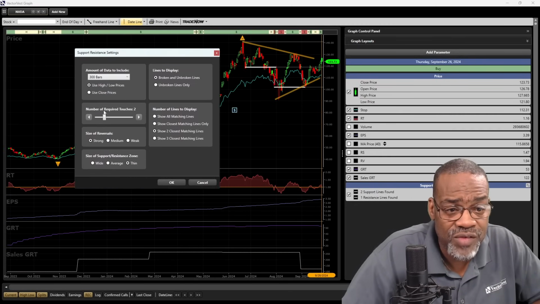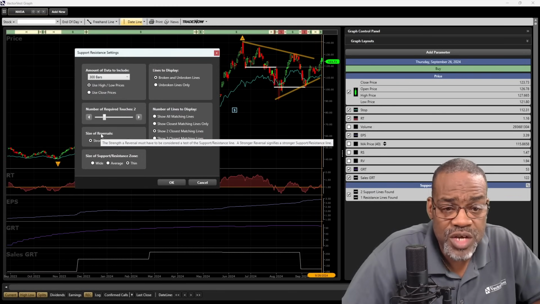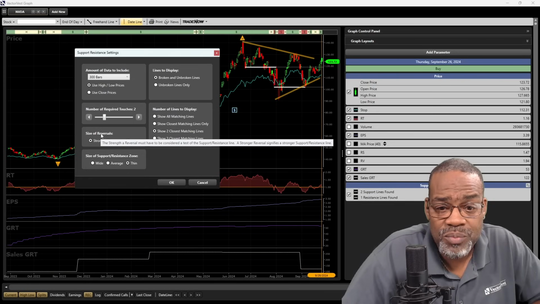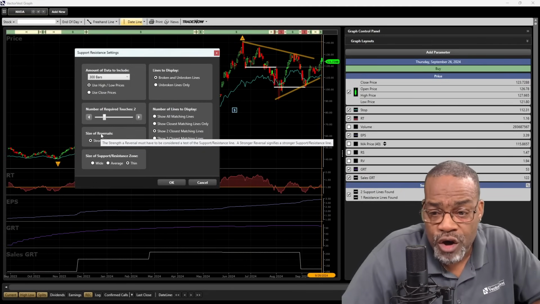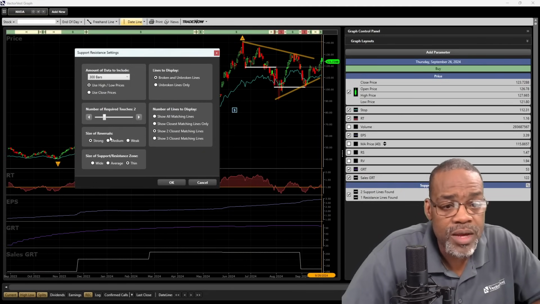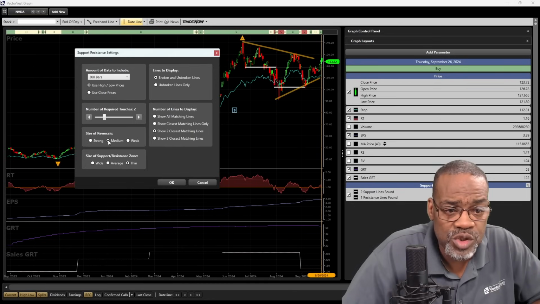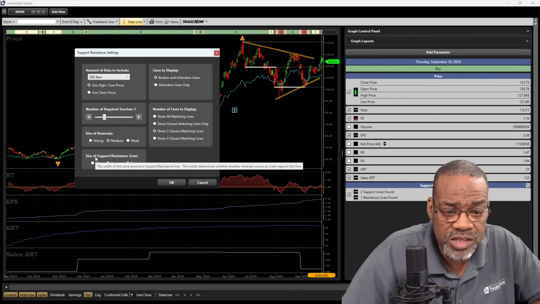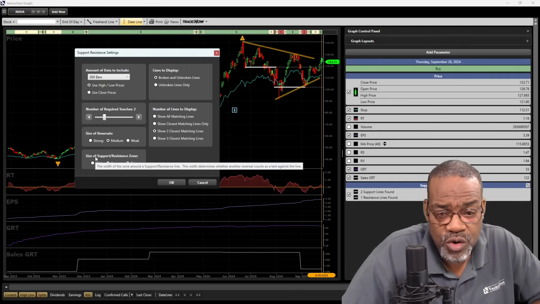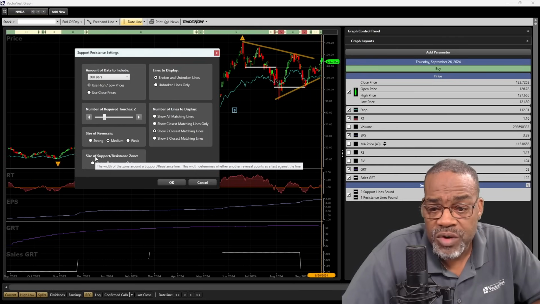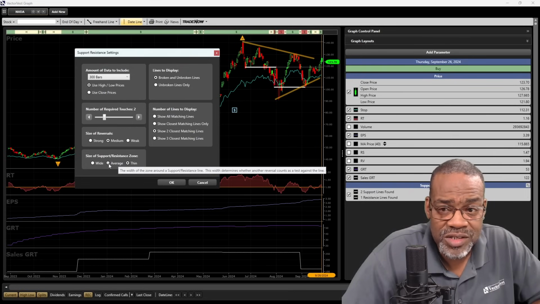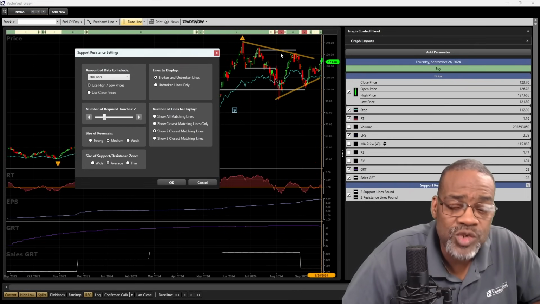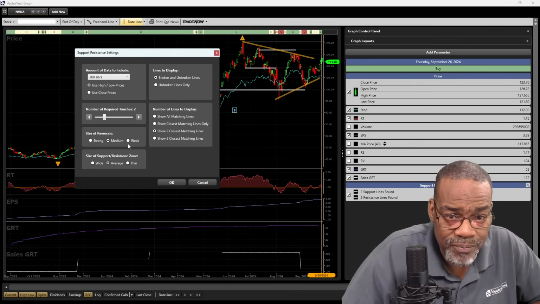Now, the size of the reversals, the strength of the reversal, must be considered to test the support resistance line. A stronger reversal signifies a stronger support resistance line. I'm going to change this to medium, give myself a little space, and the size of the support resistance line shows the width of the zone around the support or resistance line. The width determines whether another reversal counts as a test against the line. I'm going to change that to average, see if that changes. Yep. So the lines will change based upon the input you put.